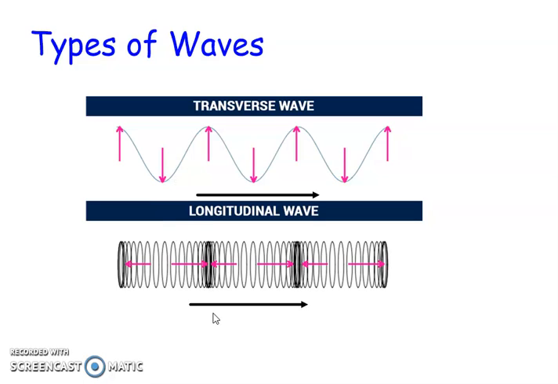In a longitudinal wave, the particles are moving parallel to the direction that the wave is moving. So in this case, the particles are vibrating back and forth, left and right, and the wave is transferring from the left to the right. So the energy is going from left to right, but the particles are vibrating back and forth around a fixed point. But the particles are moving parallel to the direction that the wave is traveling.